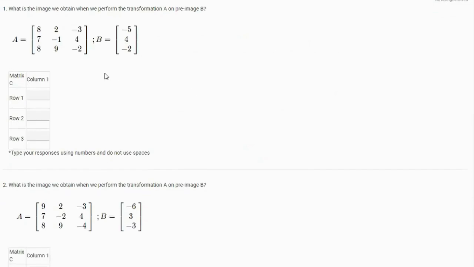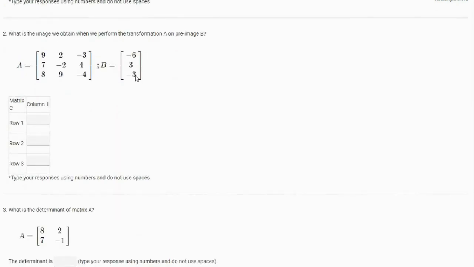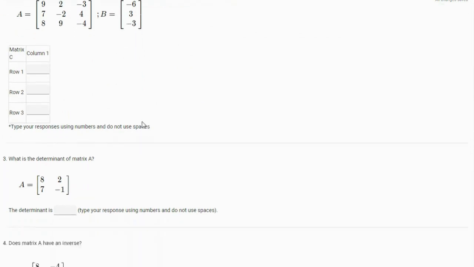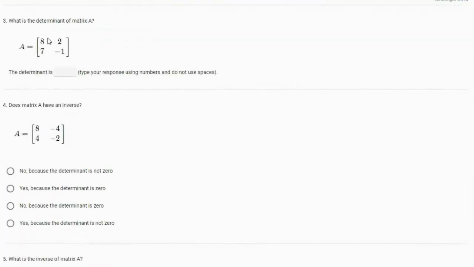Okay. This says, what's the image we obtained when we perform this transformation? All this wants you to do is multiply those two together and give the answer. That is a 3 by 3 and a 3 by 1. So the answer is a 3 by 1. Multiply those together. That's all you have to do on number 1. Multiply these two matrices. Same thing. What is the image we obtain when we perform the transformation? If you perform a transformation, that means you're multiplying them together. Multiply those together. Get the answer. What's the determinant? There you go.